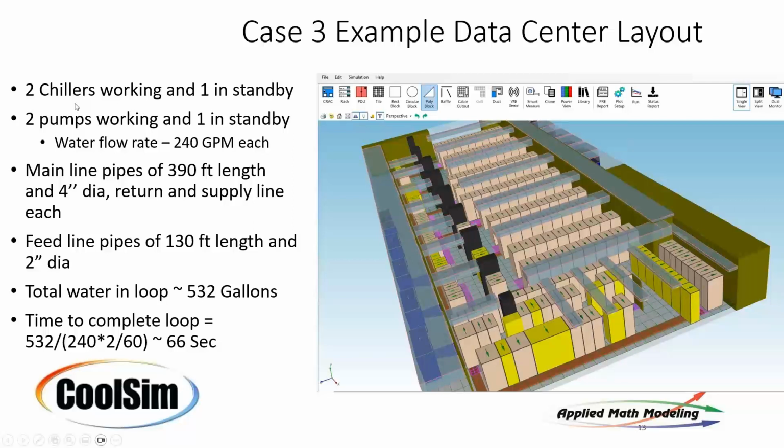And we've got two chillers in this case working. One of them's in standby. We've got a flow rate, we've got a length of pipe and a diameter of pipe and a mass flow rate. And we know how long it takes to complete a loop.